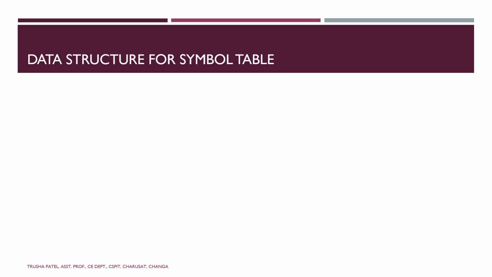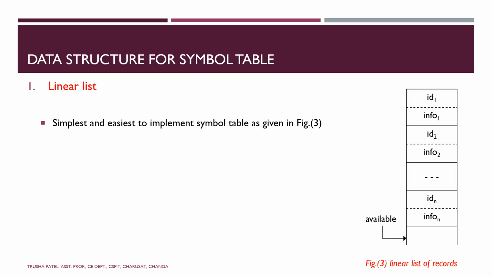Now next, let's talk about the data structure which can be used for the symbol table. There can be a linear list or hash tables. Starting with the first, that is the linear list. As shown in the figure, there will be a list in which you first save the identifier or the name, and after that you save the information related to that, right? So there will be a combination of name and information likewise.